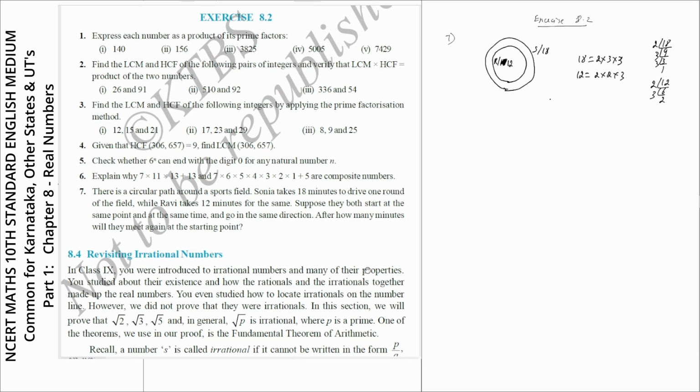Now the LCM of 18 and 12 is equal to, first, what are the common factors? 2 is a common factor, again 3 is a common factor. So first write that, 2 is a common factor, 3 is a common factor, and now write the remaining. In the first row 3 is remaining, again in the second row 2 is remaining. So 2 3s are 6, 6 3s are 18, 18 2s are 36, so 36. So the LCM of 18 and 12 is 36.